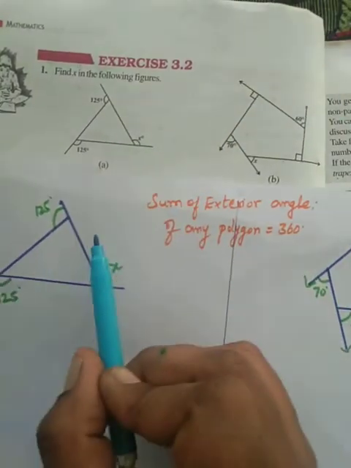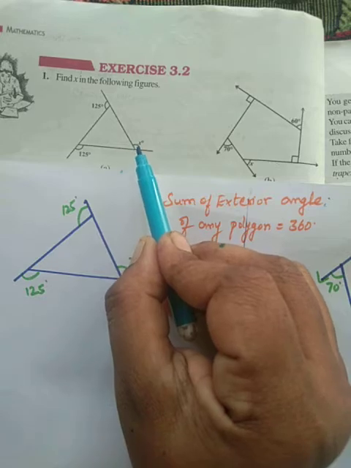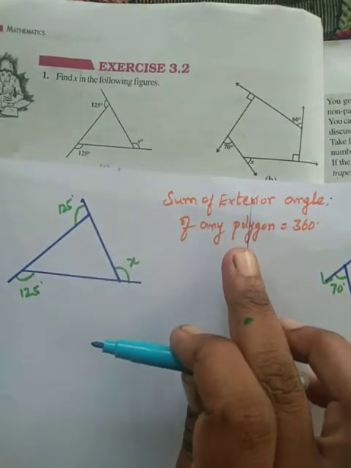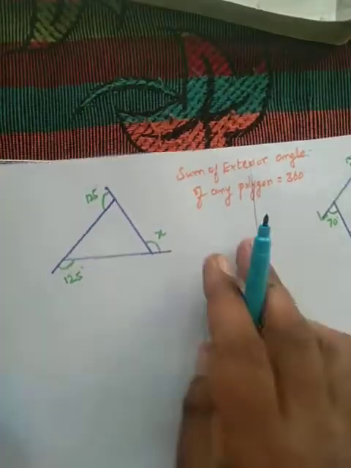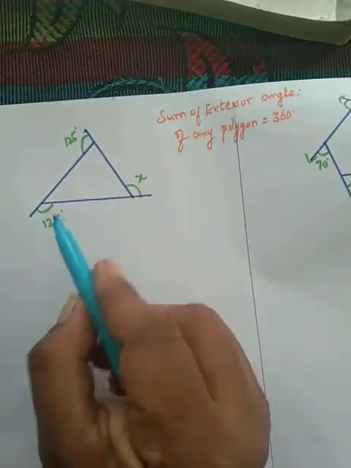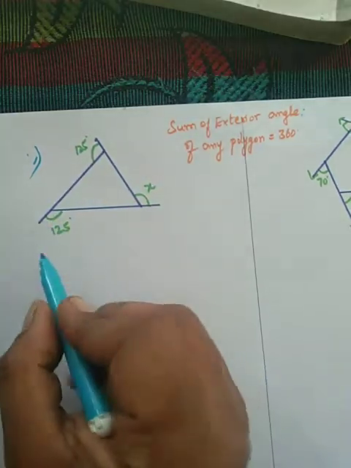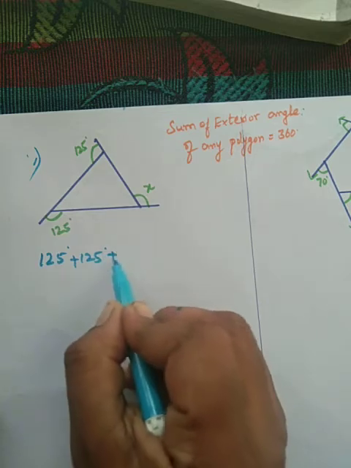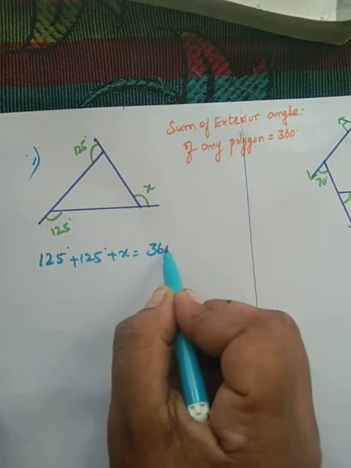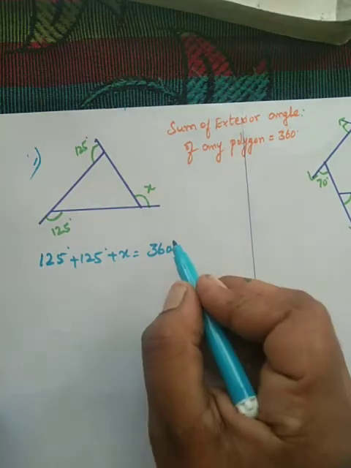In this we are going to find the unknown angle. Here one unknown angle is given, x, and how to find the angle? We have to make use of this property. We already know the sum of exterior angles is 360 degrees, right children? So, this is the first sum, I have to add all the three angles. So I am adding 125 plus 125 degrees plus x, that is equal to 360 degrees. As per this property, if you add all the three angles, the answer should be 360 degrees.